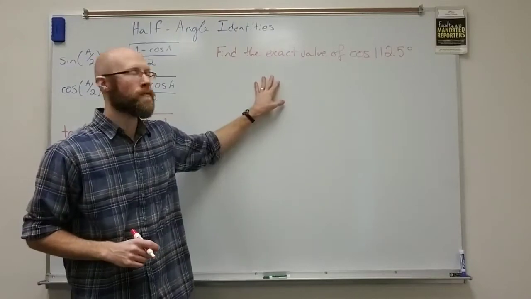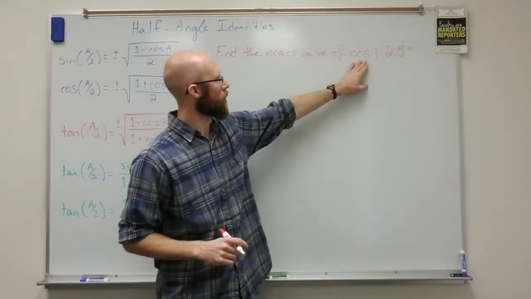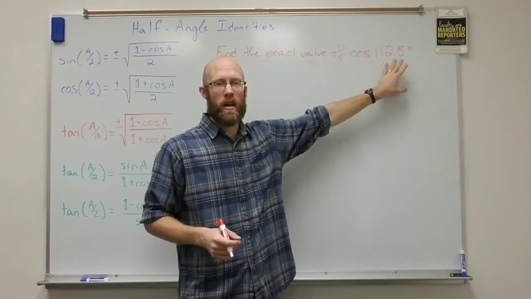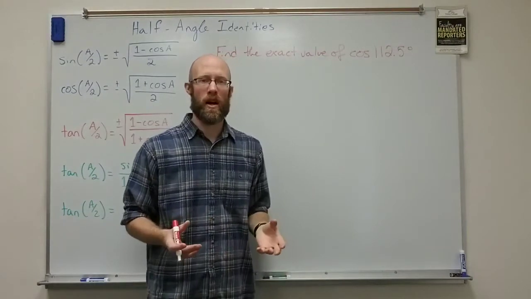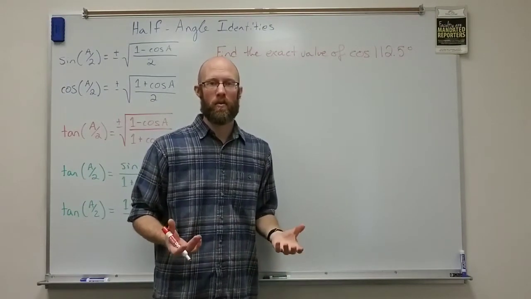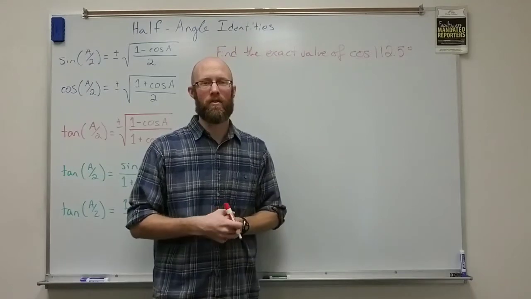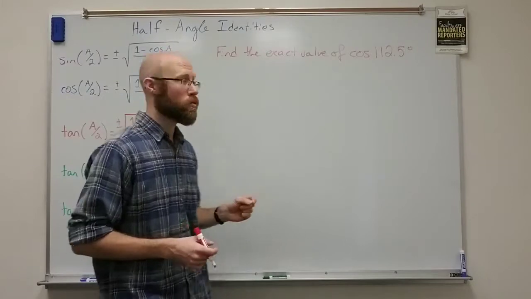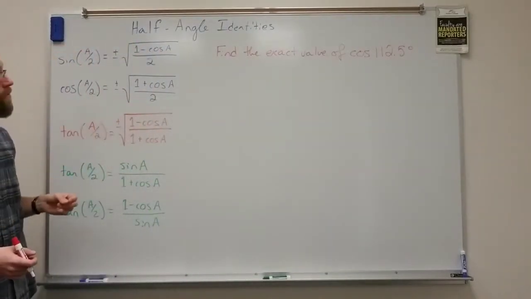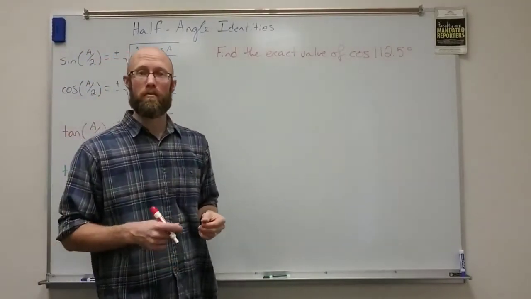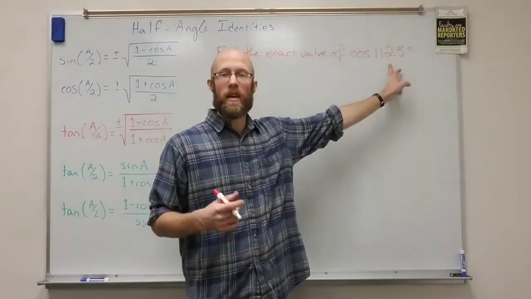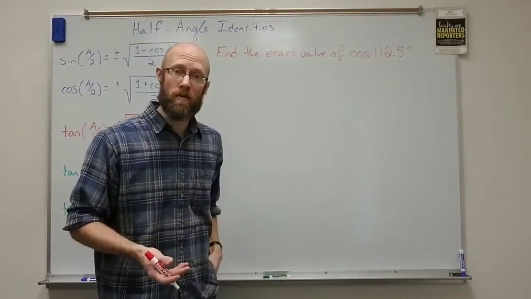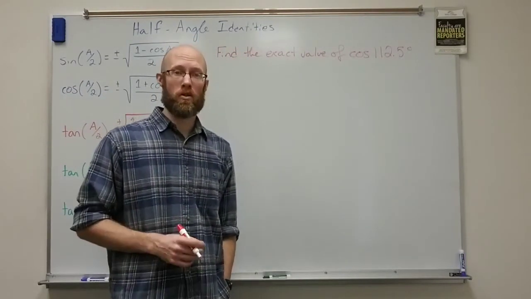For this first example, we're going to find an exact value for the cosine of 112.5 degrees. Now this angle is not one of our special triangle angles. It's also not one that we could find using really any of our formulas up until this point. However, we can use a half angle identity to find the cosine of 112.5 because 112.5 is half of a 225 degree angle. And a 225 degree angle can be found using our special triangles.